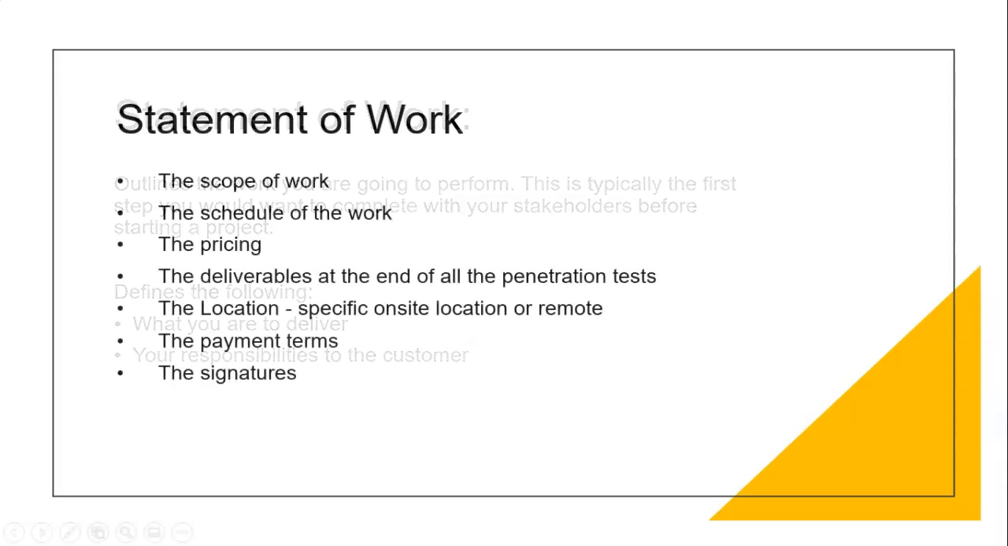The statement of work contains the following parts: the scope of the work, the schedule of the work, the pricing, the deliverables at the end of all the penetration tests, the location, whether it's going to be local or remote. Will you have to go to remote sites? The payment terms. You need to nail them down on when you can expect to be paid for your services. And finally, if everybody agrees that the statement of work is correct and the expectations have been met, you can both sign off on it and begin work.